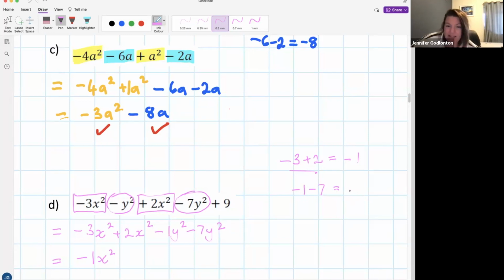Good, negative 8. Okay, and then we just can't forget its variable. So we're going to have negative 8y squared. And then the last one I have here is plus 9. So I'm just going to write plus 9.